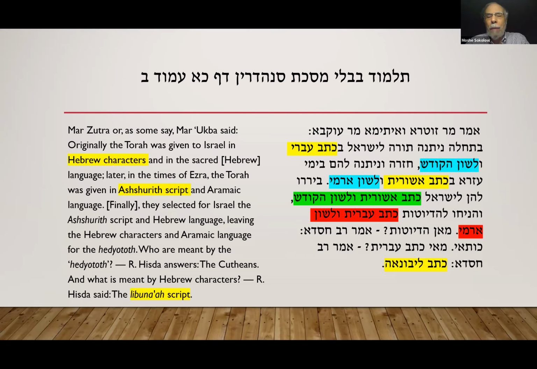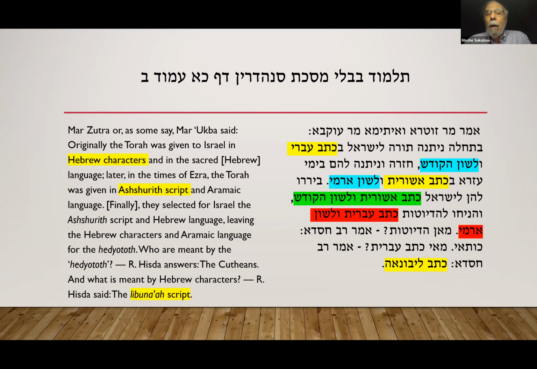Very often Talmudic passages are attributed to more than one authority. Bitchila, once upon a time, Nitna Torah leYisrael bichtav ivri uleshon hakodesh. That initially, the Torah was given to the Jewish people in a script, ketav, that's called ivri, and a language that's called lashon hakodesh.